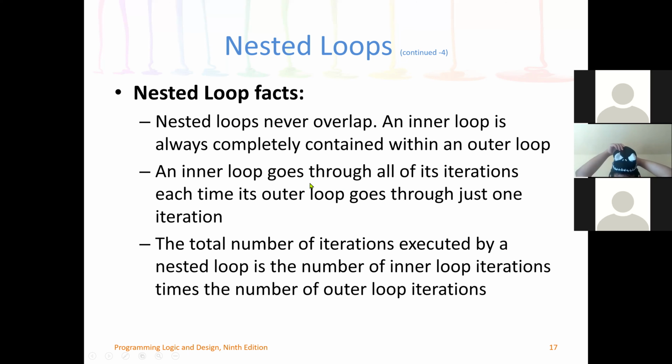Also, an inner loop goes through all of its iterations, as we said earlier. If my outer loop is true and I go inside the inner loop, I have to do something for all the iterations. I have to do something over and over again until the inner loop condition is false before I come out.